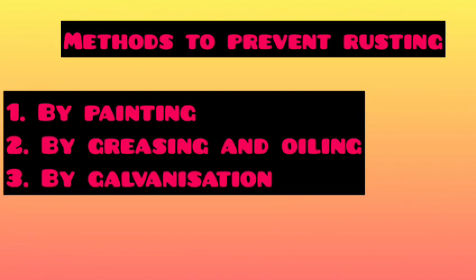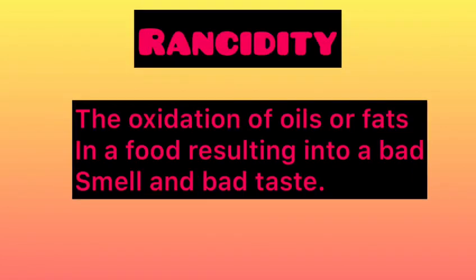There are iron articles such as window grills, iron gates, steel furniture, railway coaches, bodies of cars, buses, etc. are painted. Then second is by greasing and oiling. And the iron articles such as mechanical tools, machine parts, etc. are provided with grease and oiling. And third is galvanization. Now the next effect of corrosion is rancidity.